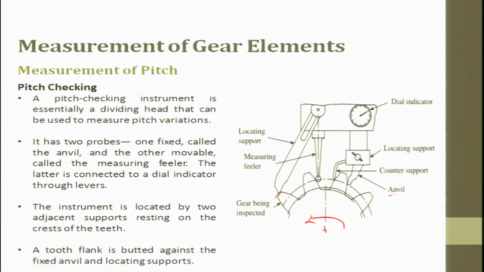So, this is an anvil and this is a counter which is there, a locating. So, this tries to measure the deflection in the dial gauge. So, this is fixed, this is moving. Because of that, there will be a motion in the dial gauge, you try to check it.